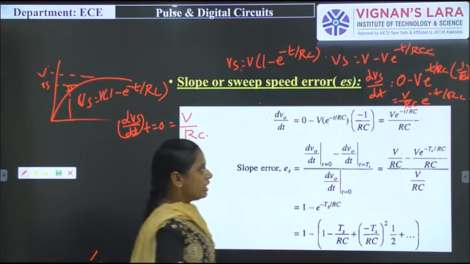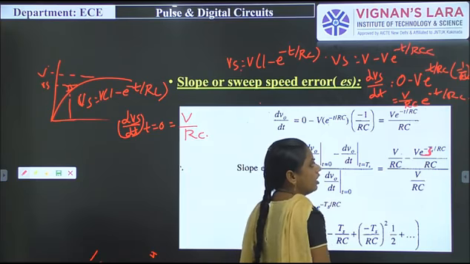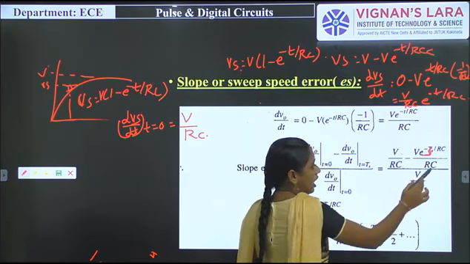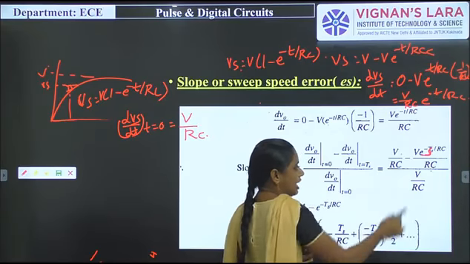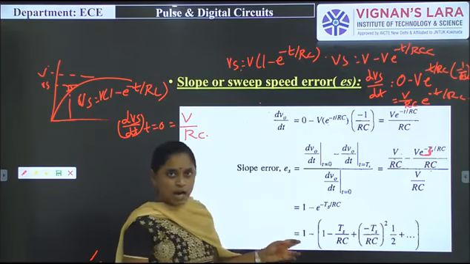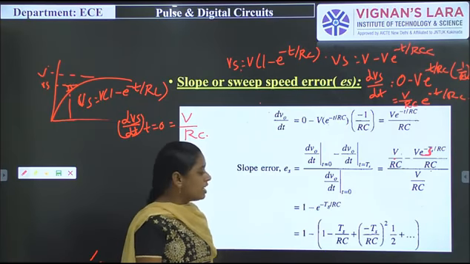Just substitute Ts in place of t, that is V into e power minus Ts by Rc by Rc. Just take V by Rc as common. Then we have to cancel V by Rc. Then we have to write like this, that is 1 minus e power minus Ts by Rc.